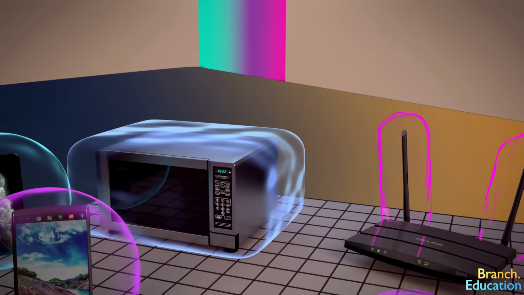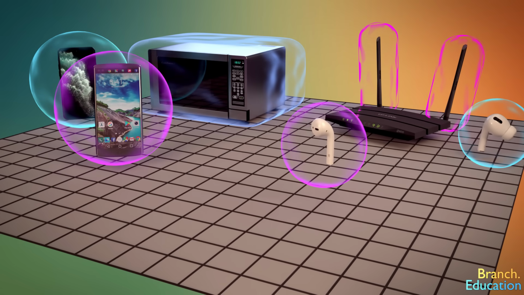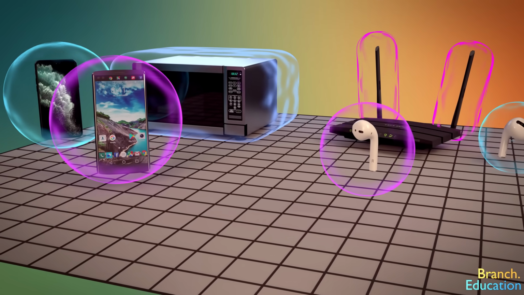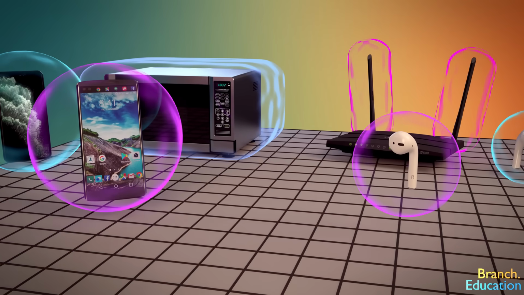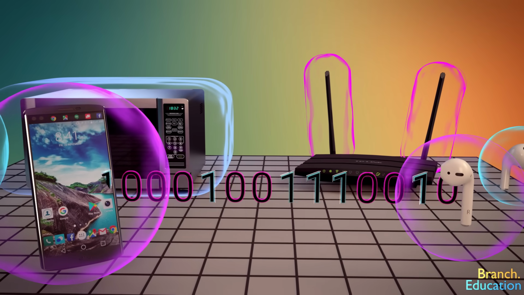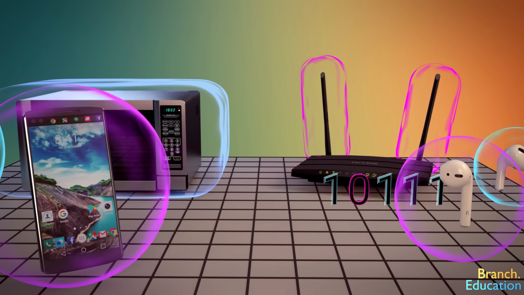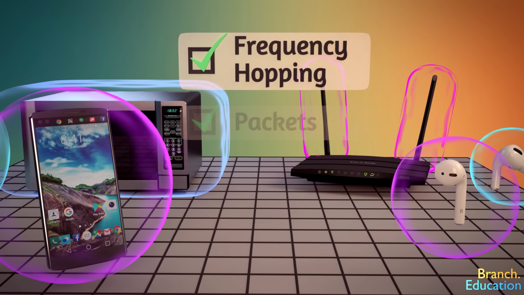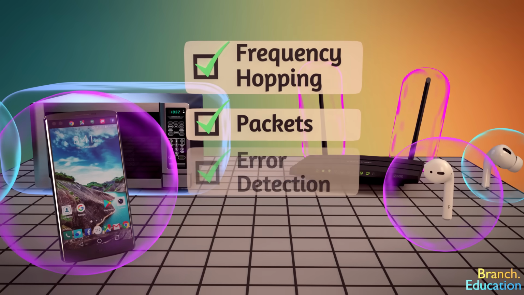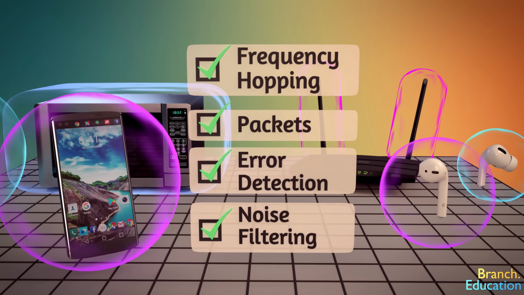You might be wondering, if there are a bunch of different devices all sharing similar frequencies, one of them being a microwave that, if poorly shielded, can emit stray electromagnetic waves, how is it possible for your smartphone and headphones to send megabits of data every second error-free? Well, as mentioned earlier, your smartphone does this by frequency hopping and utilizing packets. In addition to that, Bluetooth also utilizes bits for detecting errors, and the circuitry in your smartphone filters out unwanted noise.